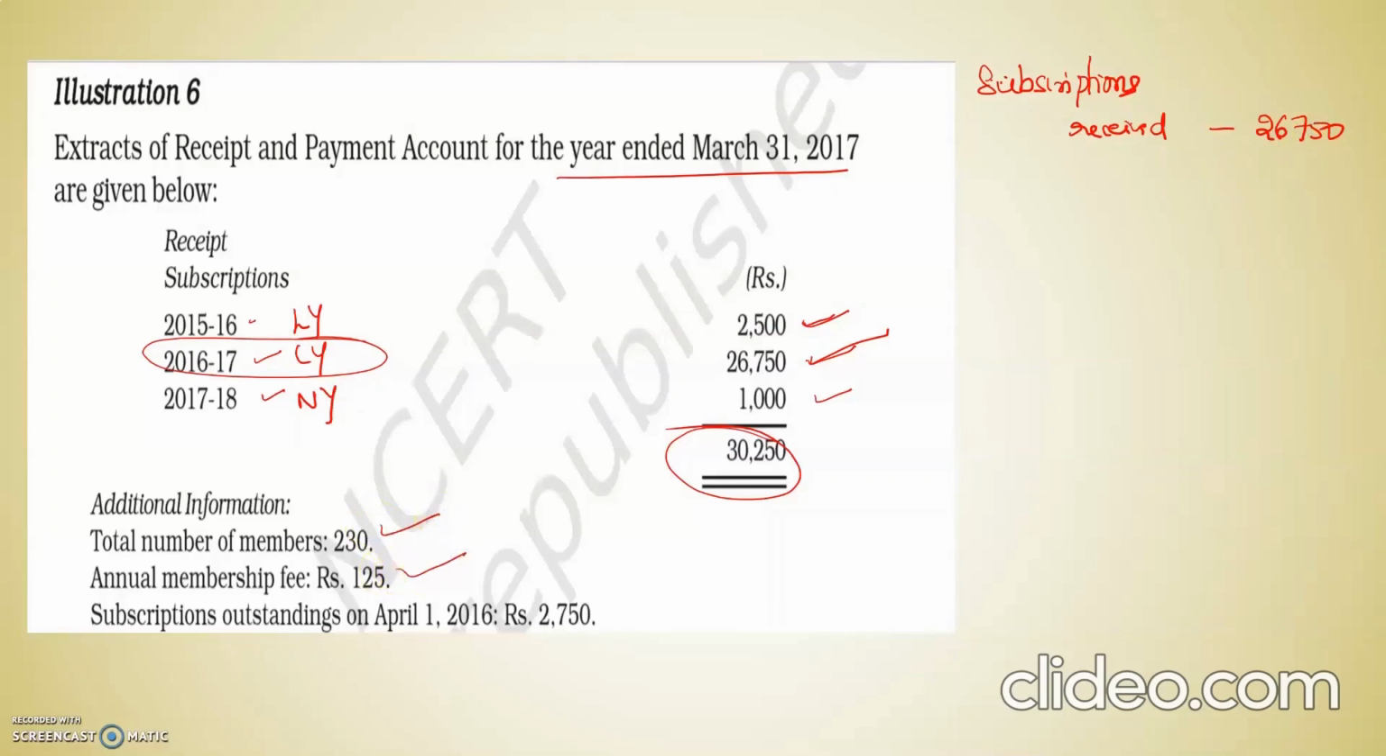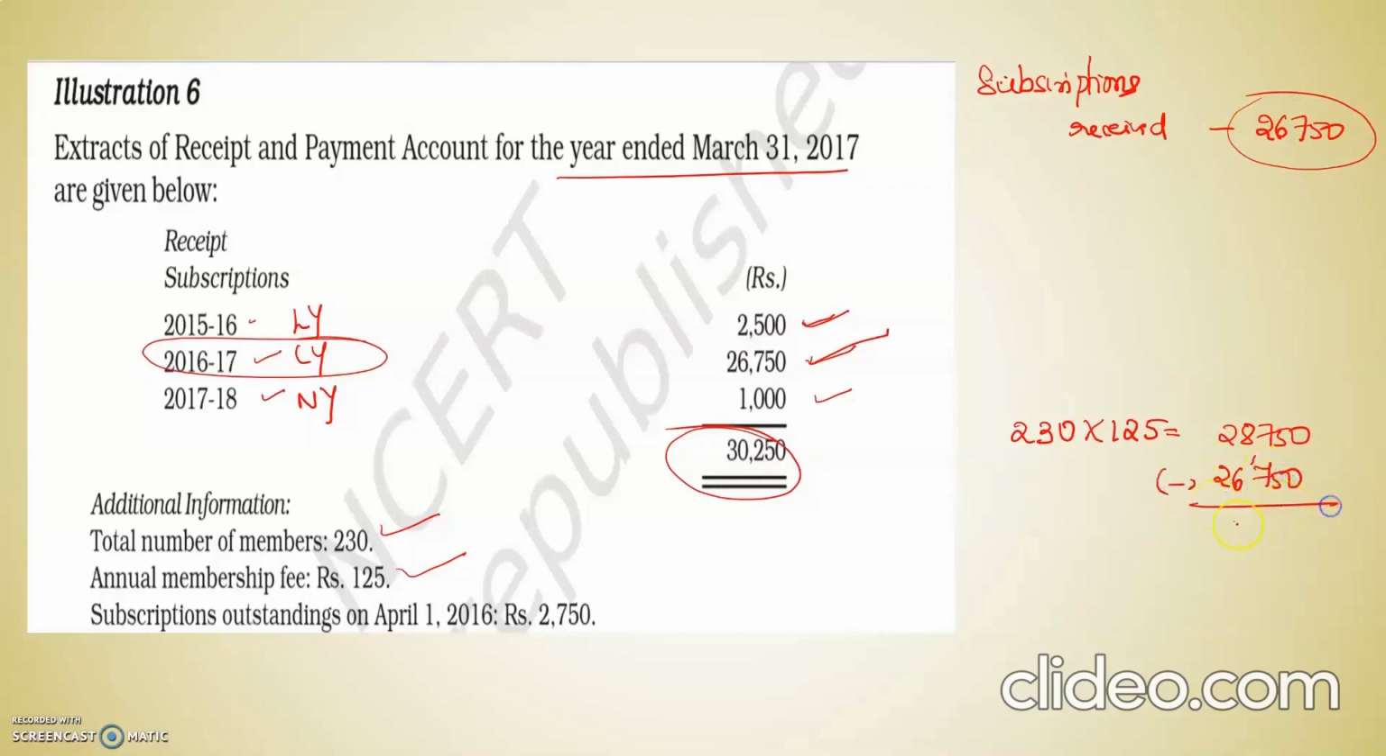Coming to additional information, we are given the total number of members and annual membership fees. So calculate and see. We have 230 members. Each of them is paying 125 rupees. So we have to receive the subscription of rupees 28,750 every year. But current year we received how much? Only 26,750.